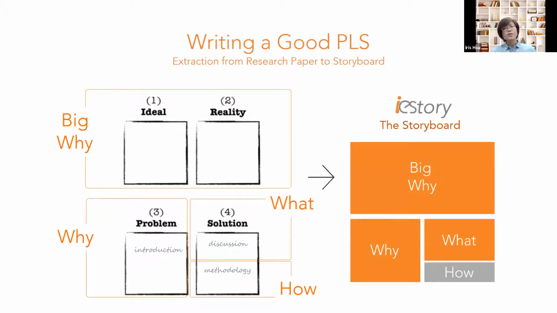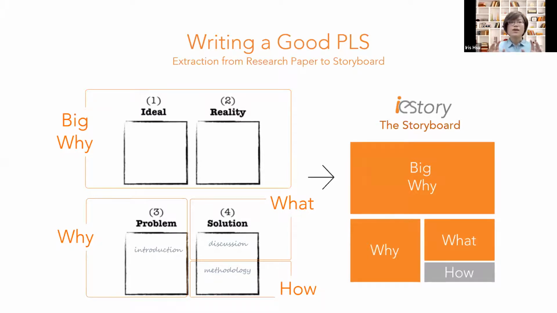So the next will be, after we understand the different types of research communication, the second part of my sharing, which is writing a good plain language summary. And we see the picture of the so-called big Y, meaning the gap between the ideal world and the reality, and also the immediate problem we're trying to address.